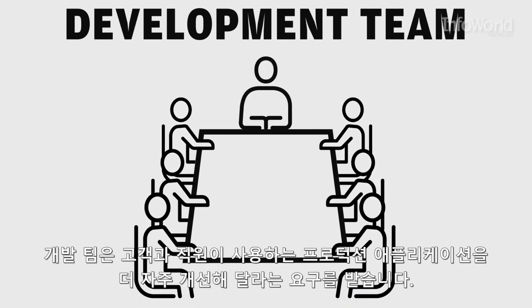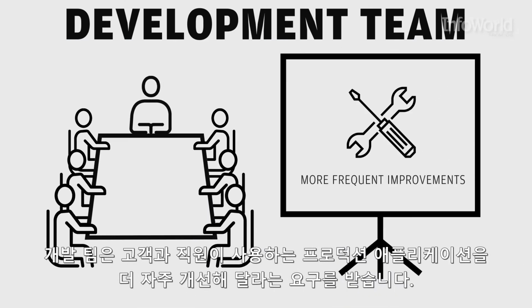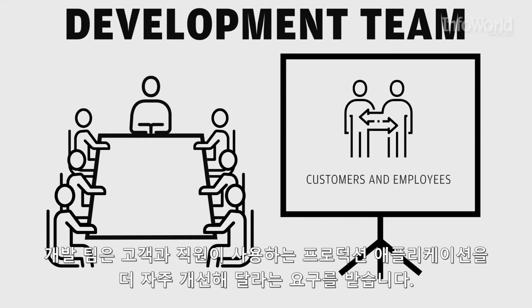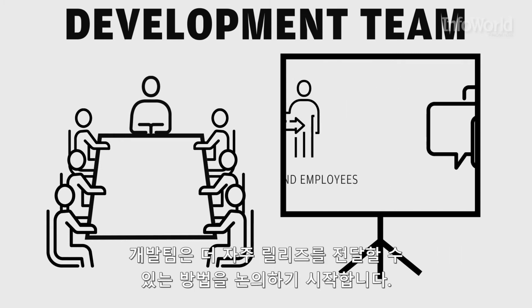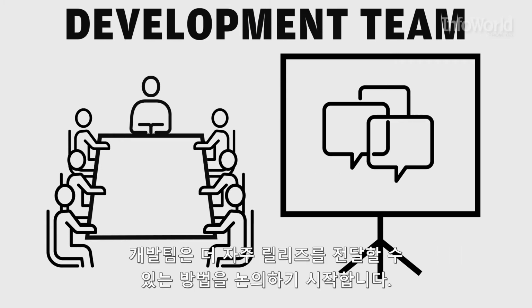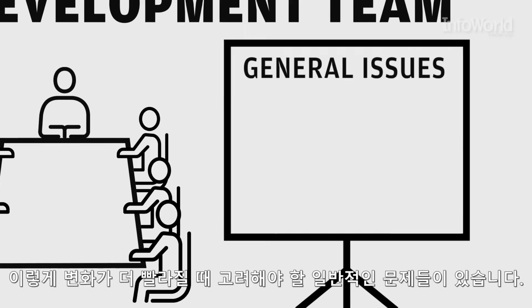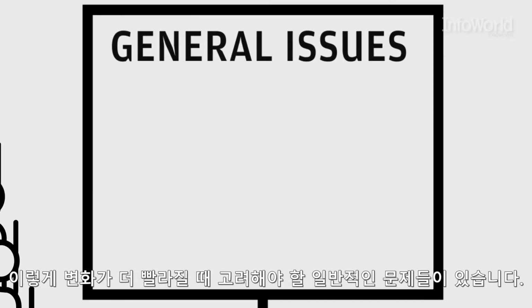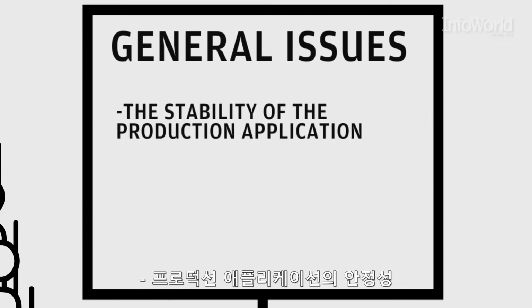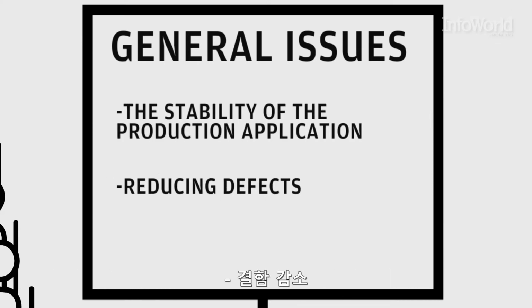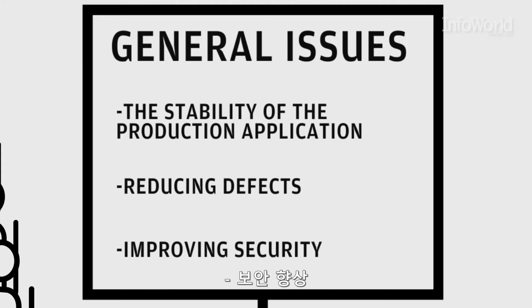A development team has been asked to deliver more frequent improvements to a production application used by customers and employees. The team starts by discussing how it can deliver more frequent releases. Among the general issues that it has to consider as changes happen faster are the stability of the production application, reducing defects, and improving security.